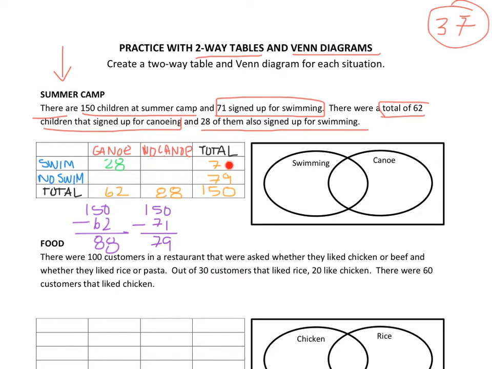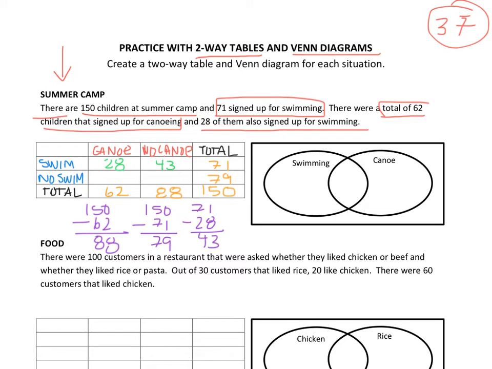There's 71 kids who want to swim, and 28 also signed up for canoeing. So can I figure out how many kids signed up for swimming but don't want to canoe? Well, it's got to add up to 71, right? So if I take 71 and subtract 28, I get 43. And that, my friends, is how many kids signed up for swimming but no canoeing.